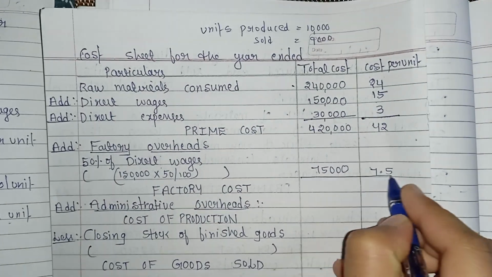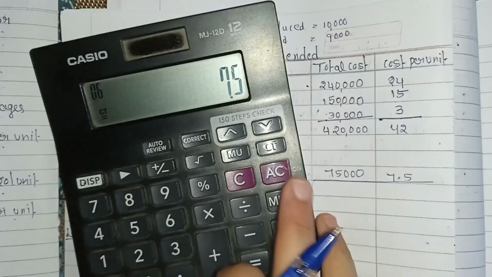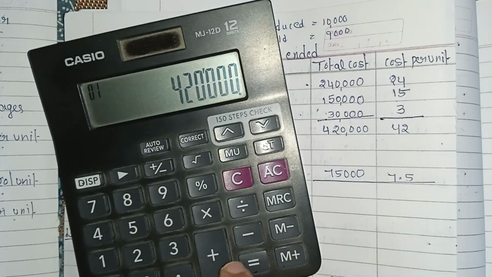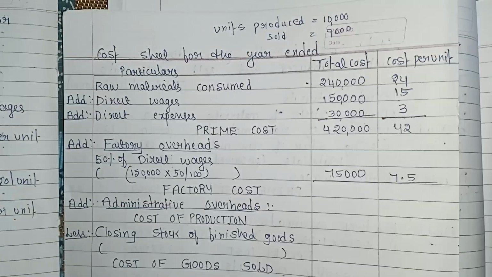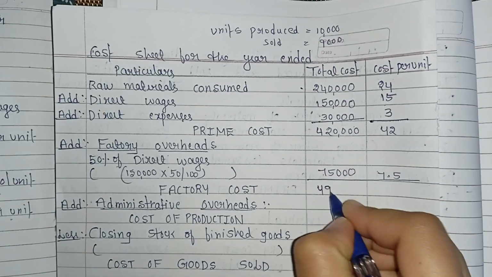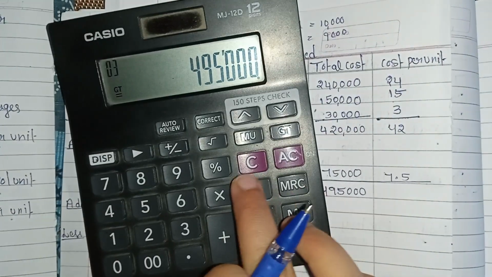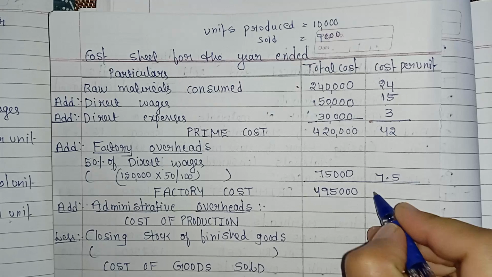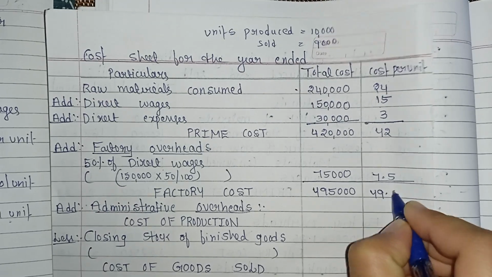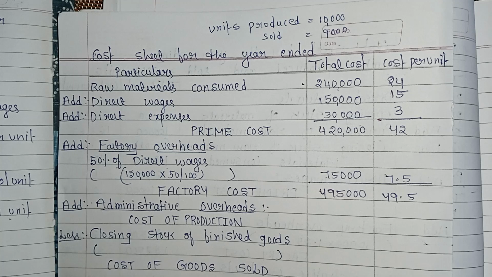Now add to the prime cost, then we will get factory cost or works cost. 4,20,000 plus 75,000, that is equal to rupees 4,95,000. 4,95,000 divided by 10,000 equals rupees 49.5, or add 42 plus 7.5, then we will get 49.5.